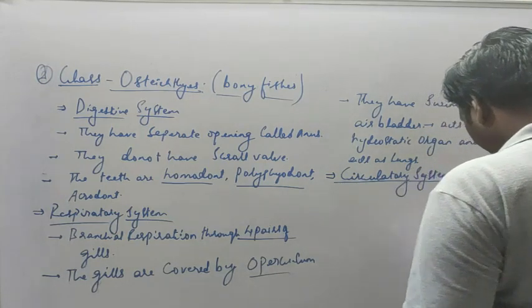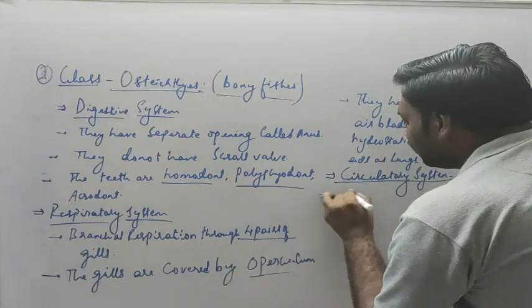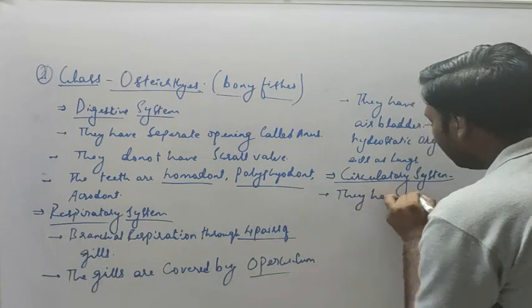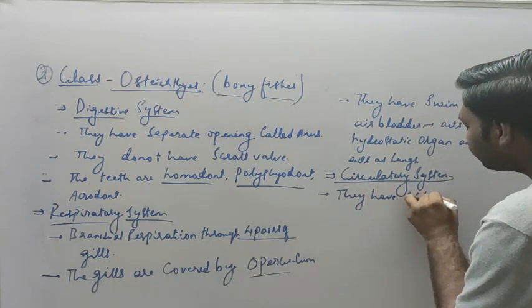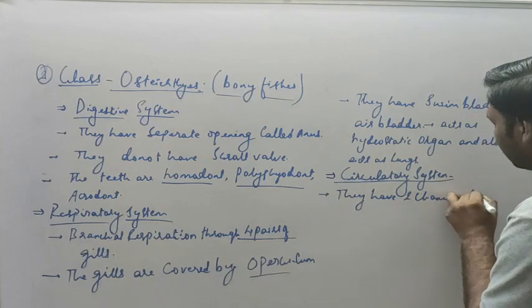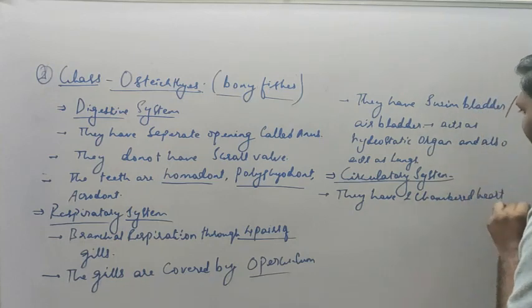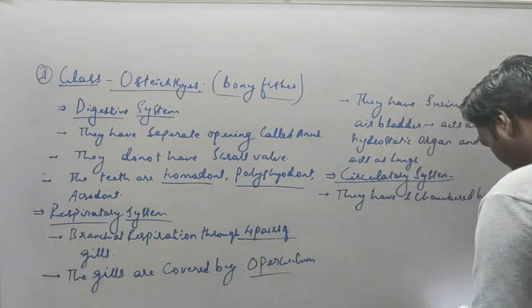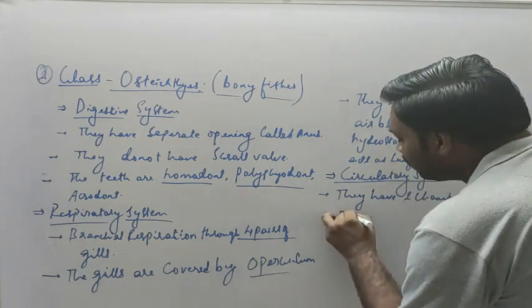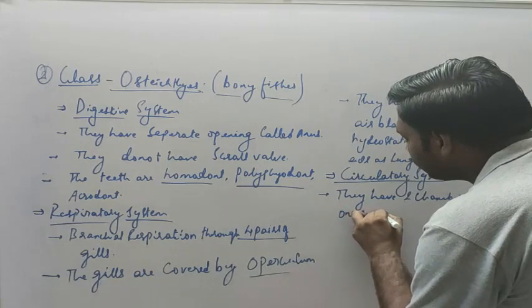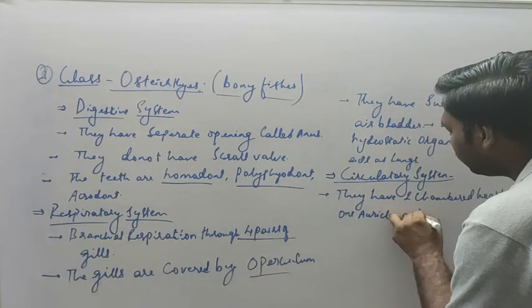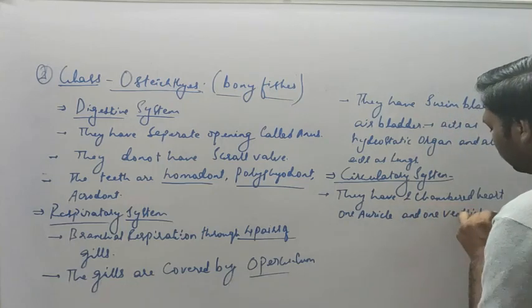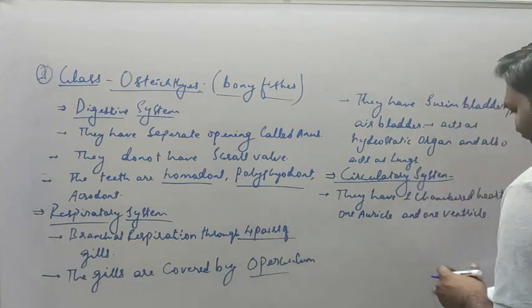So let's write down. They have a two chambered heart, that is one auricle and one ventricle. One auricle and one ventricle.